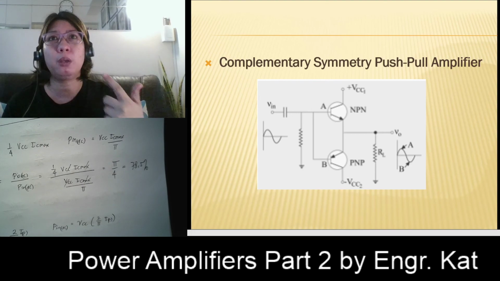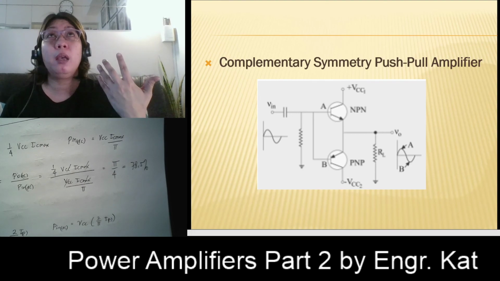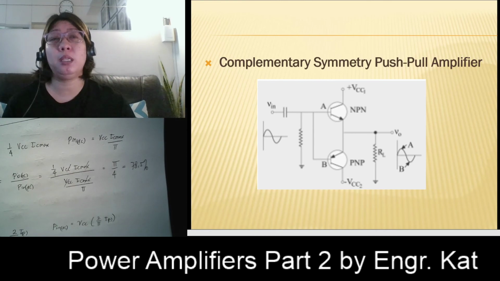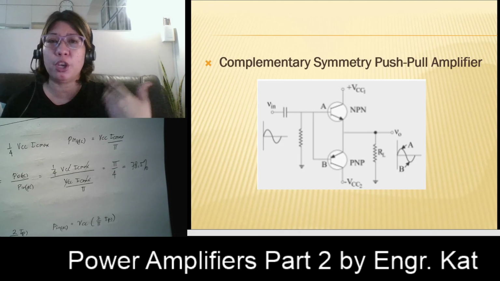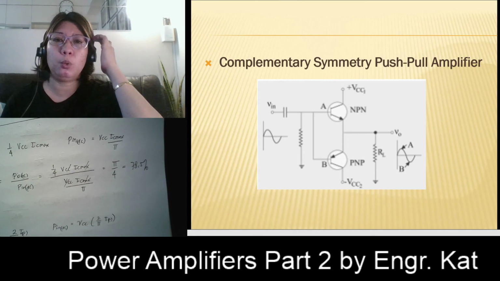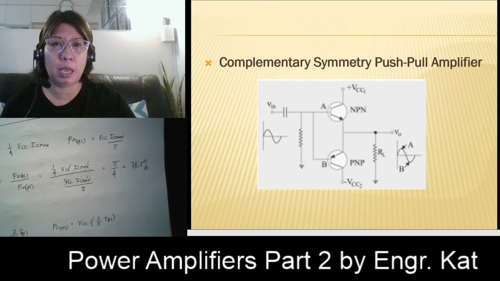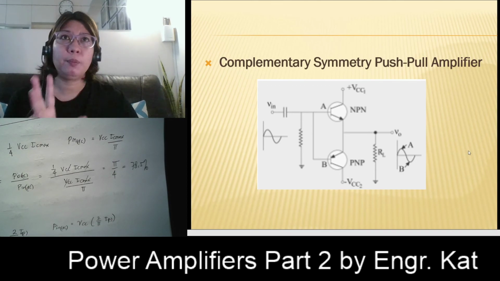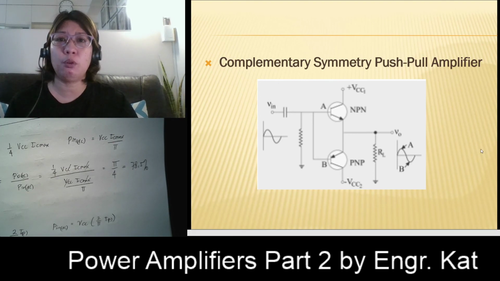So they are complementary because one is NPN and one is PNP, and yet they are symmetrical because all of their parameters, all of their characteristics are the same. They share the same beta, the same gain, the same temperature coefficients, and so on. The only difference between the two is that one is NPN and the other is PNP. So that is when you say complementary and symmetrical. Our example there is the 3N0904 and the 3N0906.